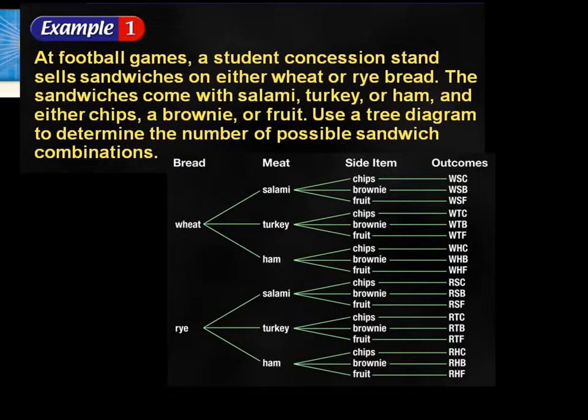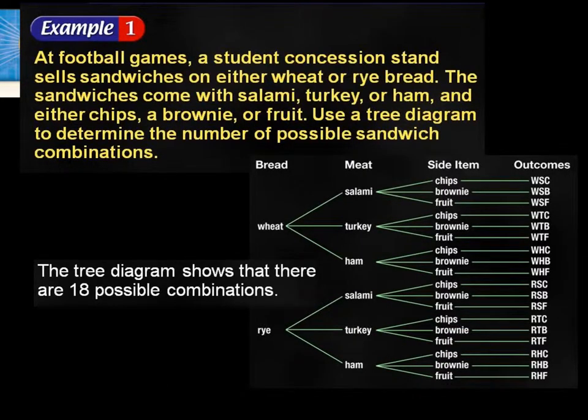Starting with wheat, they could have salami, turkey, or ham. Starting with rye, they could have salami, turkey, or ham. And then after you've picked that, you get to pick chips, brownie, or fruit. So that comes up with 3, 6, 9, 12, 15, 18 outcomes. And some of you already may have figured out the punchline on this joke.